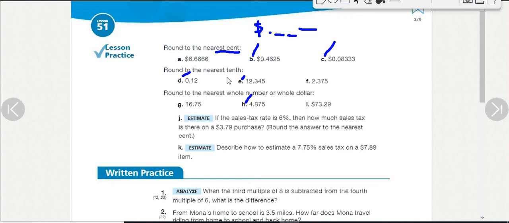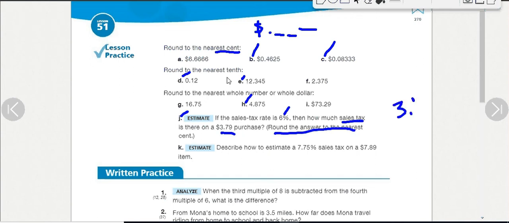H. J is like the first practice problem. We didn't really do the first practice problem. We just showed how to round to a cent. But if you're saying that sales tax is 6%, and they're asking how much sales tax is that, how do we find percent of a number like 379?